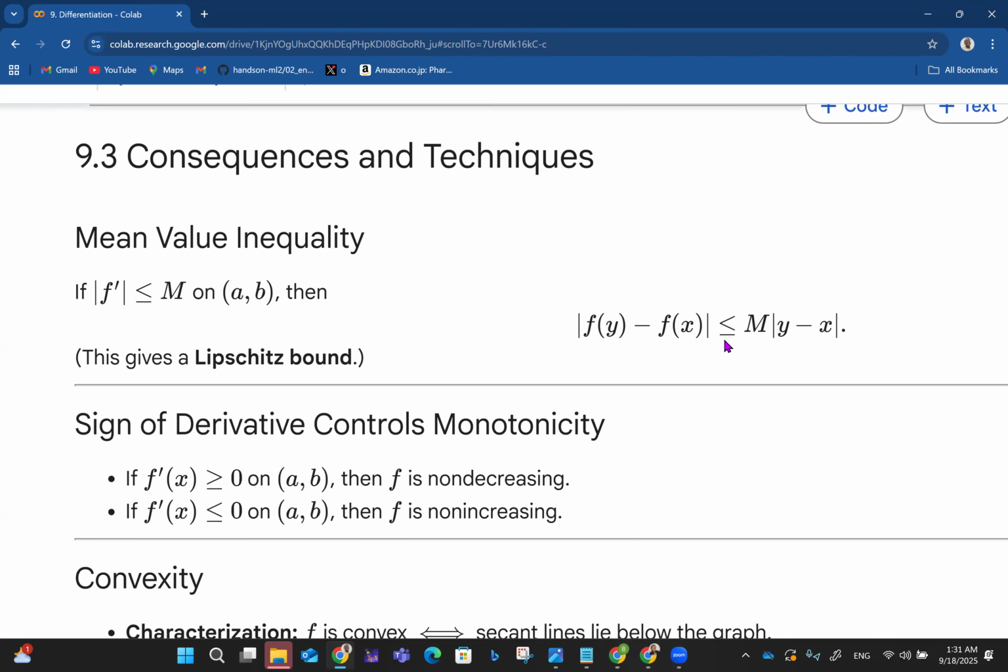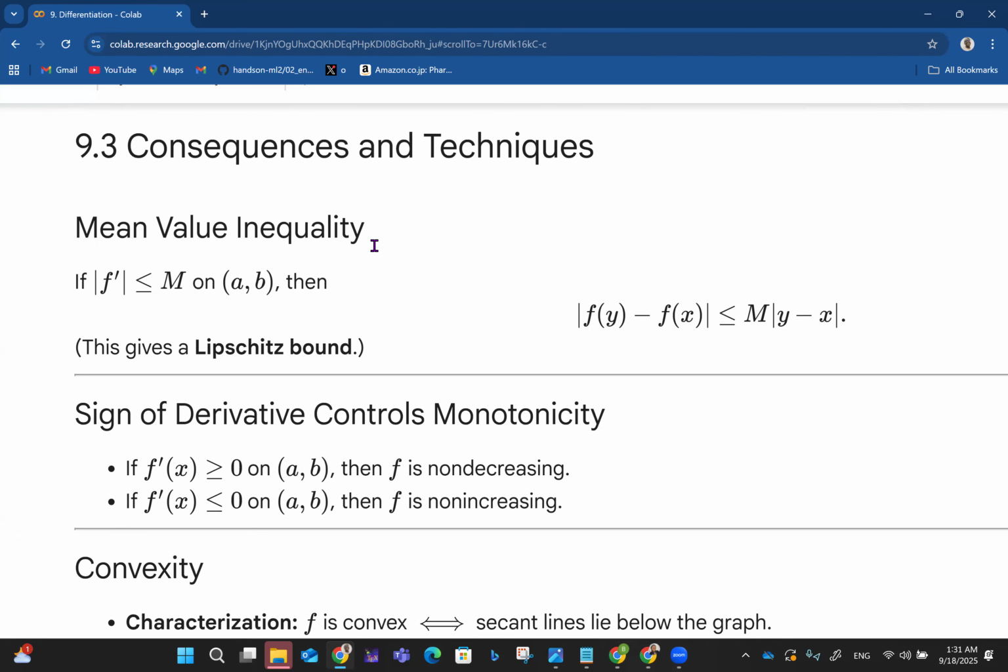So then we talk about consequences and techniques. So we have the mean value inequality. If the absolute value of f' is less than or equal to M on the open interval (a,b), then we say that the absolute value of f(y) minus f(x) is less than or equal to M times (y minus x). This gives a Lipschitz bound.